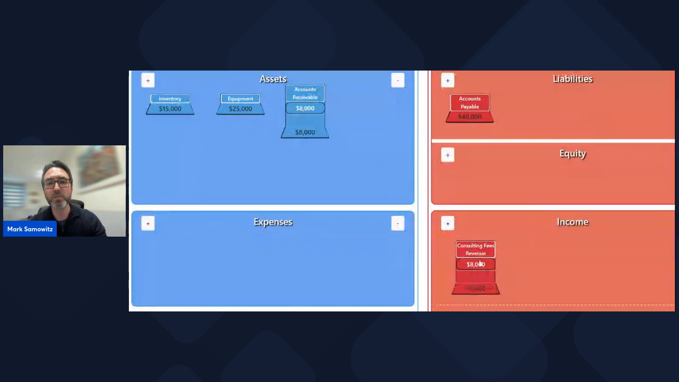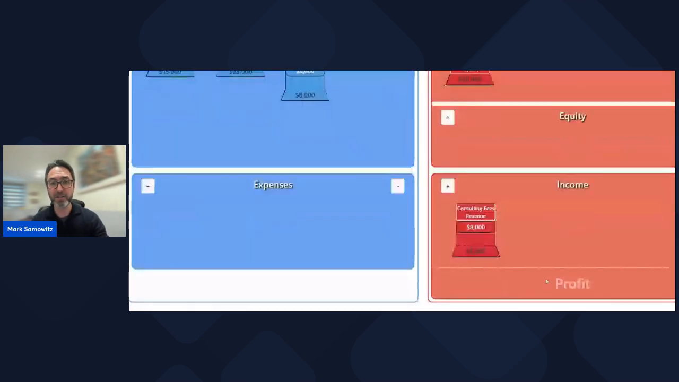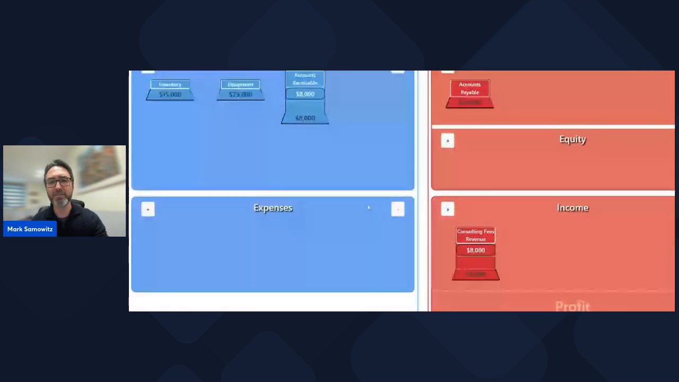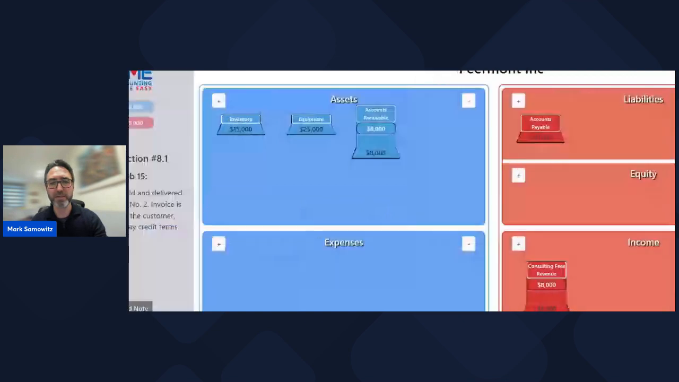And so there you see, we have income, we have earned income, yet we don't have any money. We have an IOU. We own the right to receive that money from the customer. So we're making a profit. We have a profit of $8,000, but we have no money in the bank account. And let's say now that we have some sort of expense, okay?